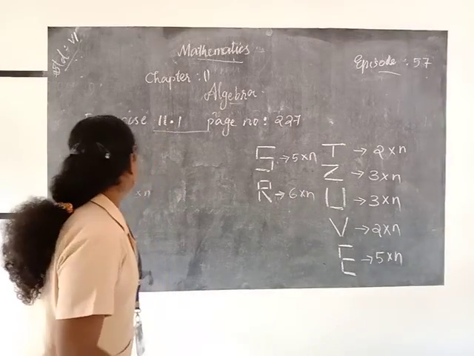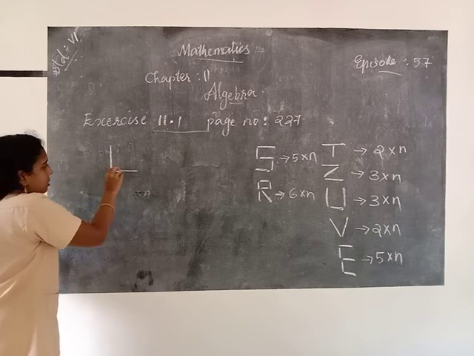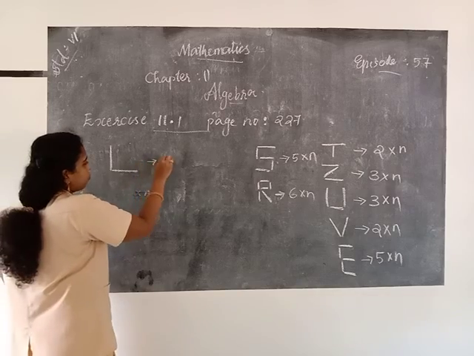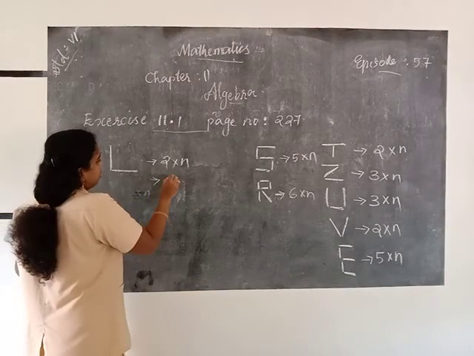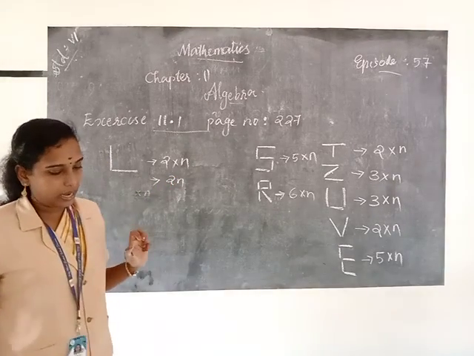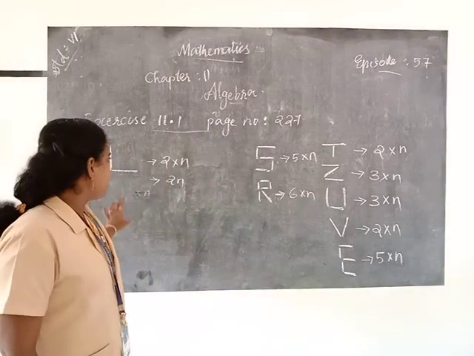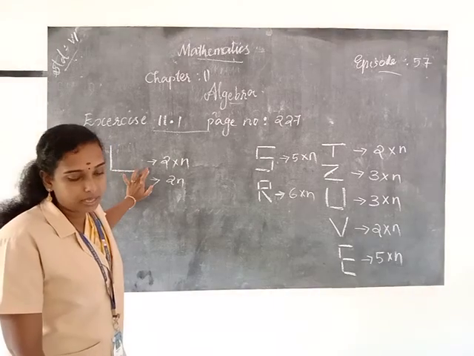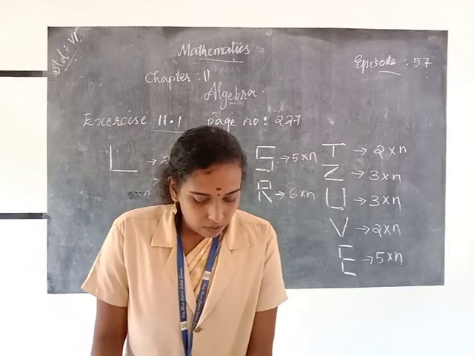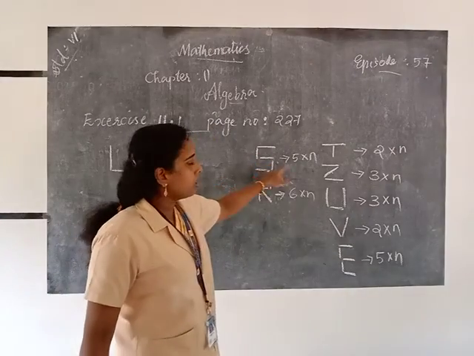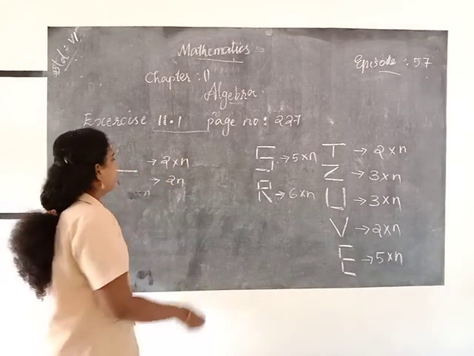And to make the letter L, we use 2 matchsticks. So the rule is 2 into the number of L's, that is 2N. In the second question we want to find the letters that use the same rule that we used to make the letter L. So which of the letters from question number 1 use the same rule as the letter L, that is 2N?